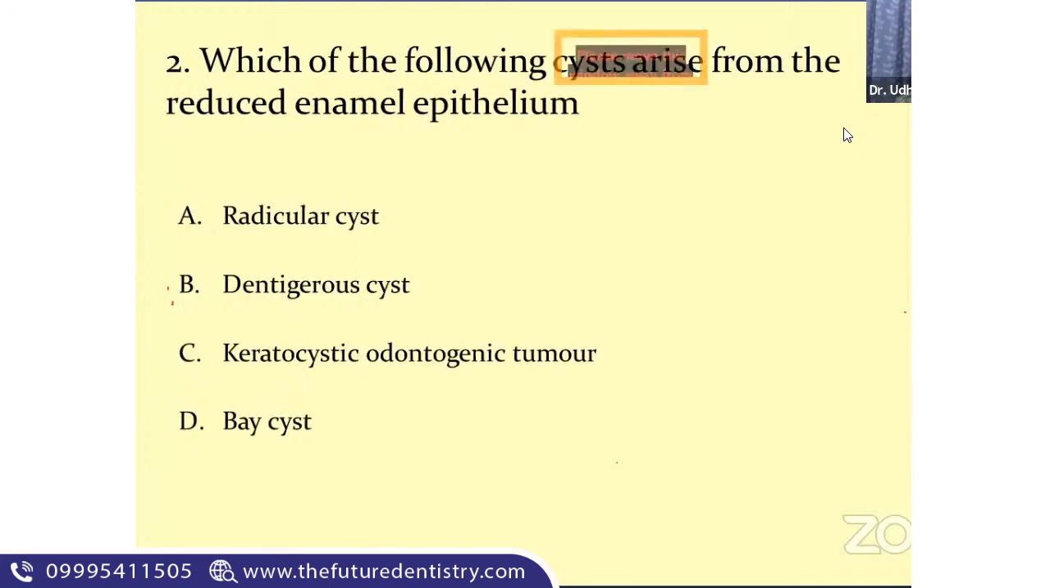KCOT develops from which cells? Cell rests of Serres. Very good. KCOT, or keratocystic odontogenic tumor, is the other name for odontogenic keratocyst. Okay, that's the old name. Now it's considered a tumor.